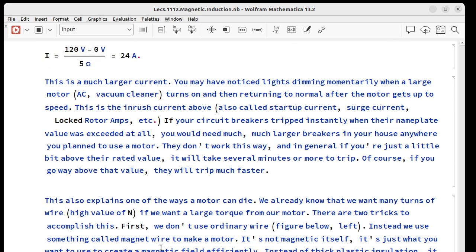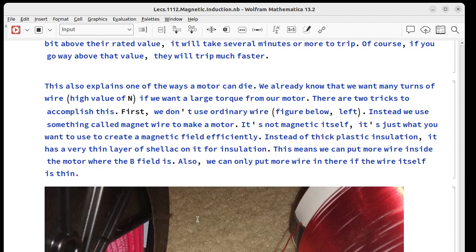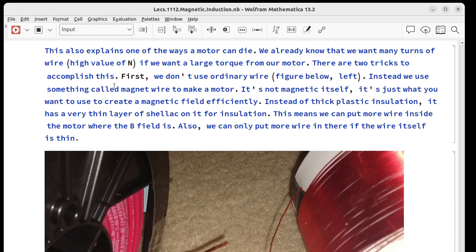This also helps explain how you can kill a motor if you aren't careful. If we look at how we build a motor, we put lots and lots of turns of wire inside if we want a large torque. We want as many loops in as possible. There's two ways to do this. First, we don't use ordinary wire, which is the stuff on the left with the red plastic insulation. We use the stuff on the right.